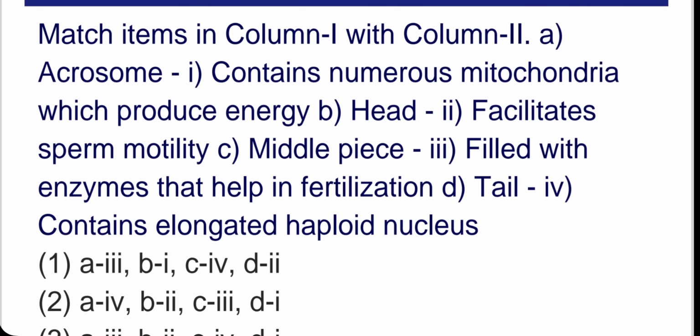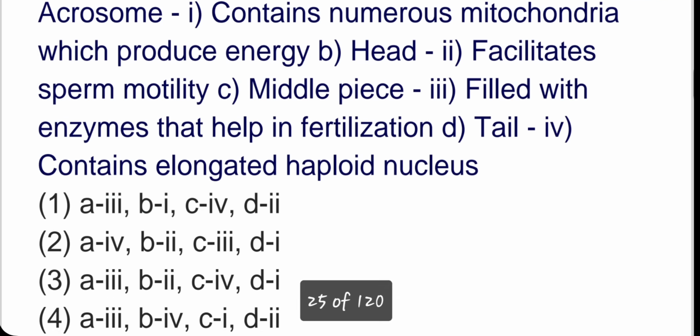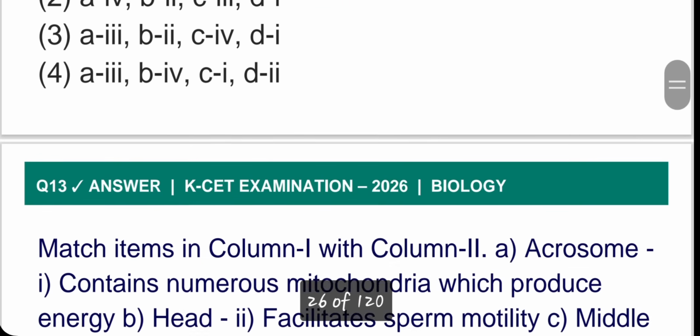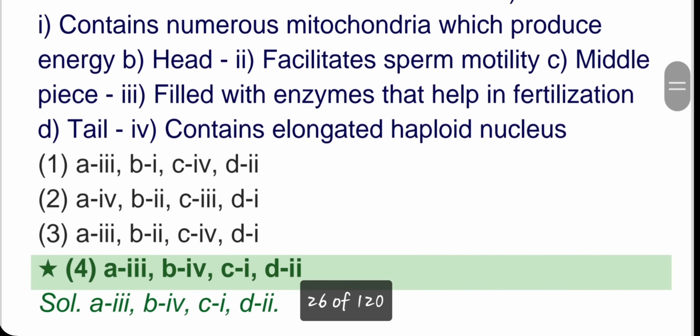B is head. What is it made up of? Contains numerous mitochondria? No. Facilitates sperm motility? No. Filled with enzymes that help in fertilization? No. Contains elongated haploid nucleus. Head B is 4. So A3, B4, the last option is the correct one.